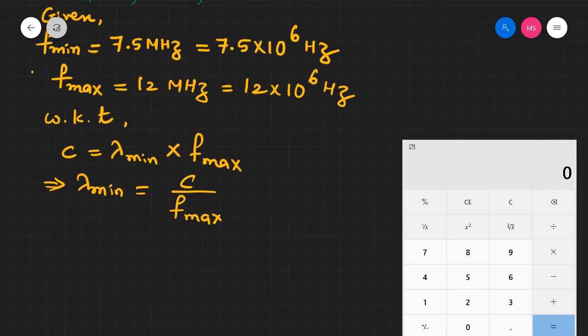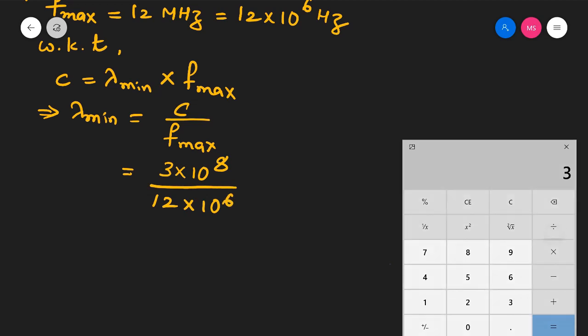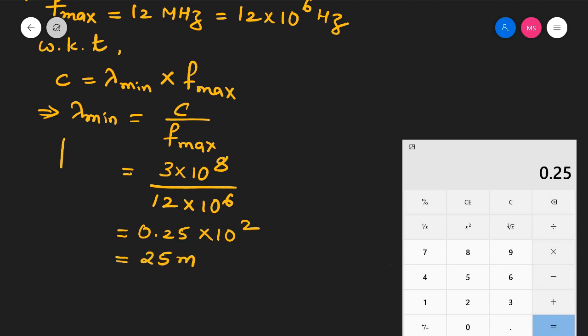So that is equal to c, the speed of light, that is 3 into 10 to the power 8, over f maximum, 12 into 10 to the power 6. So 3 divided by 12 will give you 0.25, 0.25 into 10 to the power 2, or you can say that this is nothing but 25 meter. This will be our minimum wavelength.